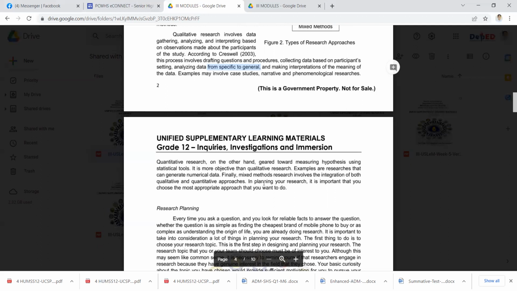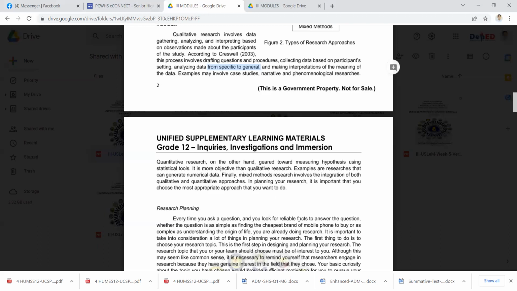So, for interpretation, we use numbers, data. While on the qualitative side, we use the so-called numerical description of a certain study. Now, examples of research that can generate numerical data are, for example, surveys. Descriptive research is an example of quantitative research. Finally, mixed method research involves the integration of both qualitative and quantitative approaches.